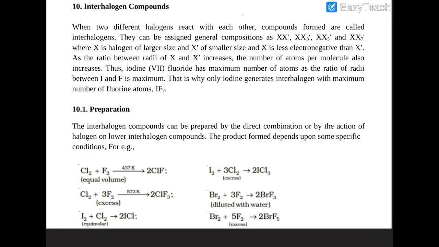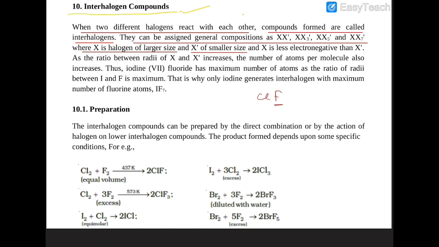Now let's talk about interhalogen compounds. What is an interhalogen compound? When two different halogens react with each other, the compounds formed are called interhalogen compounds. As the name says, interhalogen, among halogens, in between halogens. They can be assigned the general composition XX', XX'3, XX'5, XX'7, where X is the halogen of larger size and X' the smaller size, like ClF.